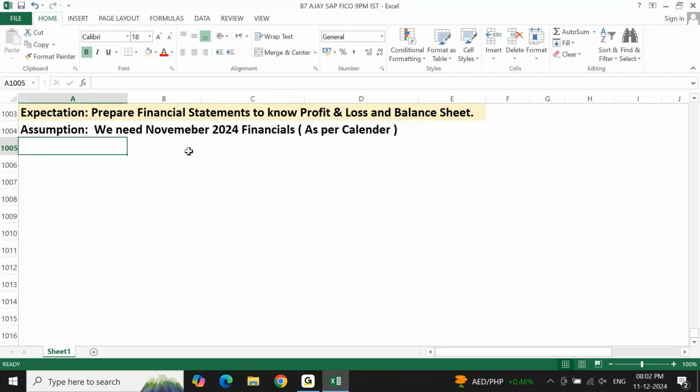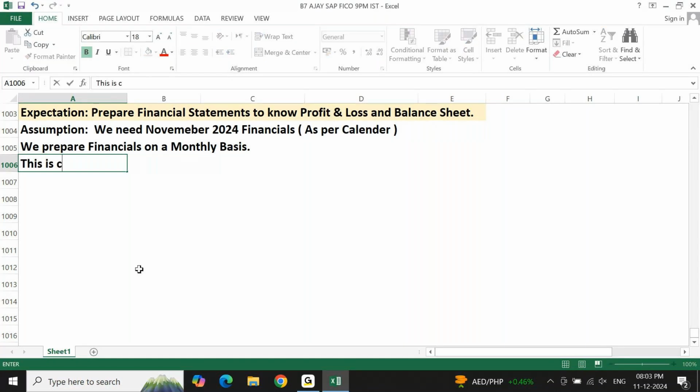Now, we prepare financials on a monthly basis. Is this correct? Financials are prepared on a monthly basis. This is called the month-end process. Correct everywhere? Yes. Alright.